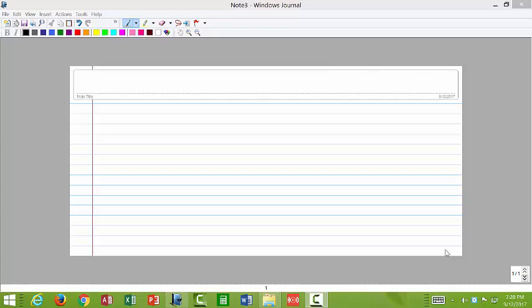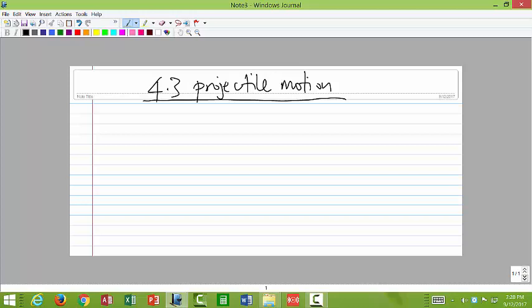Okay, let's go on with section 4.3. This is projectile motion. We learned in the previous section about two-dimensional motion, and we saw that the object had a horizontal component and a vertical component. So in projectile motion, we're going to utilize what we've just learned. We can look at an object in projectile motion. Let's first look at launching an object horizontally.